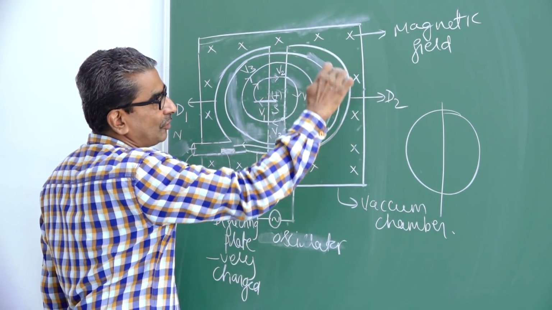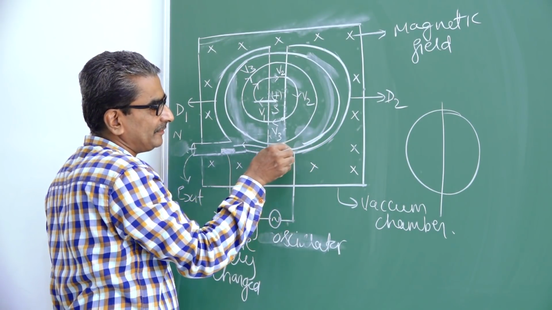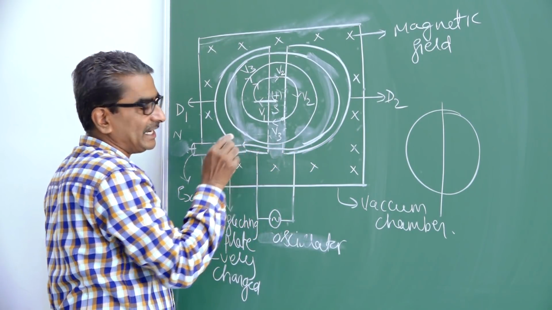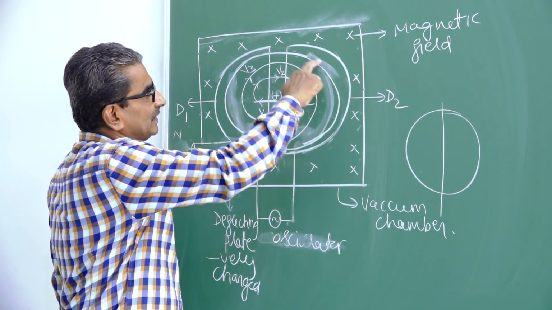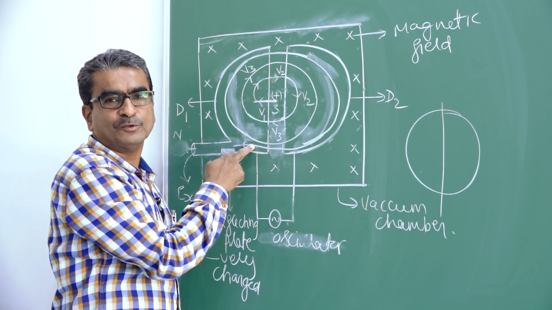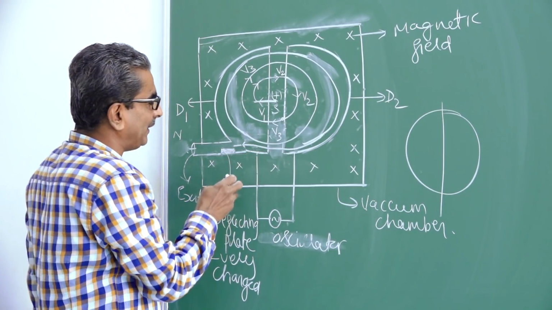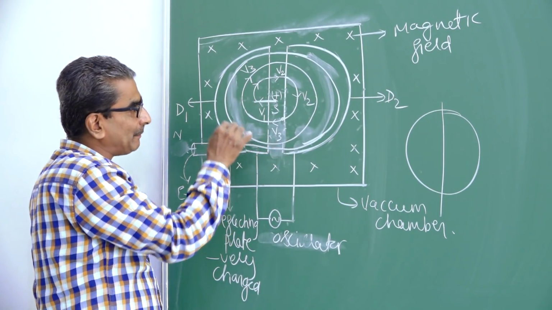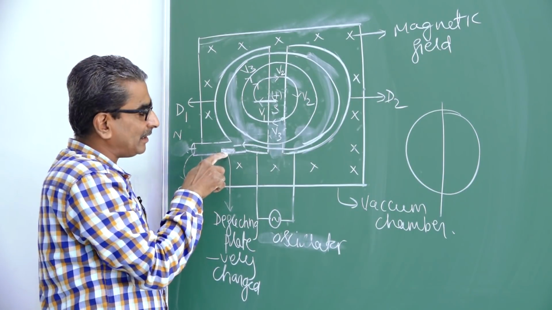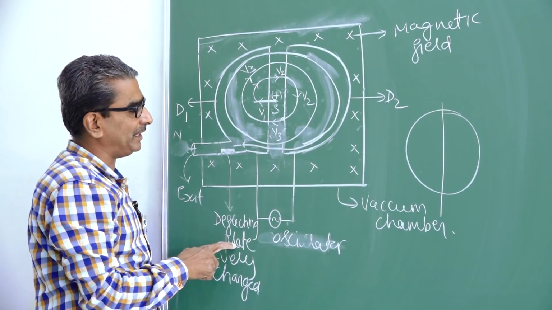When it comes close to the periphery or the boundary of the D, then its kinetic energy is found to be maximum. That means all along this path it moves with a higher velocity, maximum velocity. So by the time it comes here, it's not going to enter back into this D because of this negatively charged plate known as the deflecting plate.